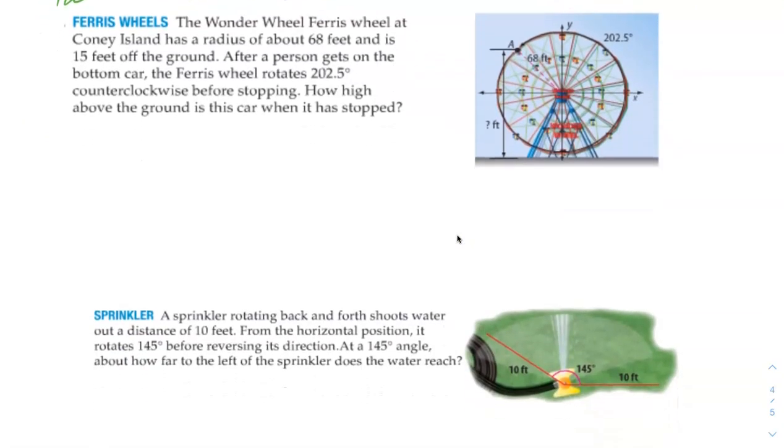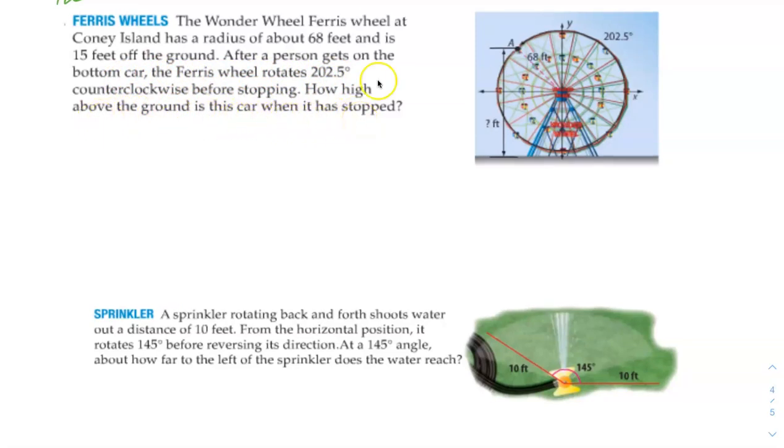The Wonder Ferris wheel at Coney Island has a radius of 68 feet. At least it gave us a radius this time. It is 15 feet off the ground. Another person gets on the bottom of the car. The Ferris wheel rotates 202 degrees clockwise before stopping. How high above the ground is the car when it stops?